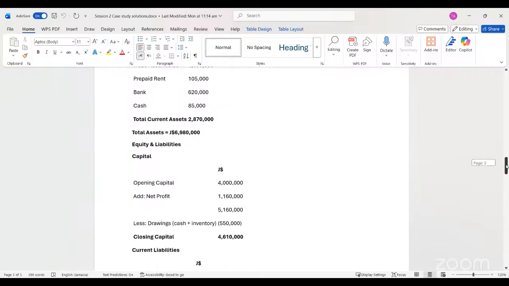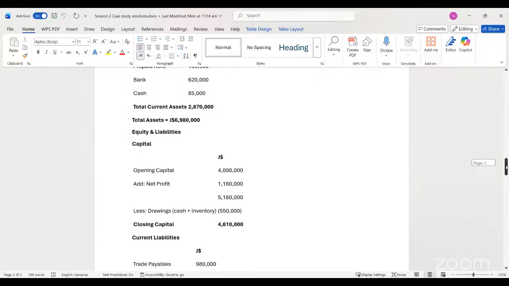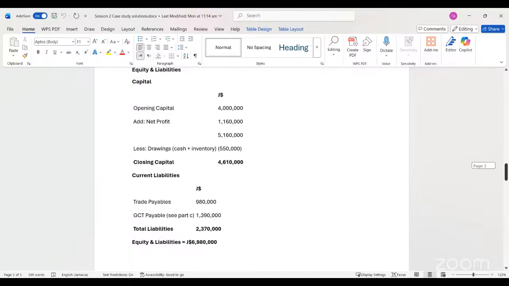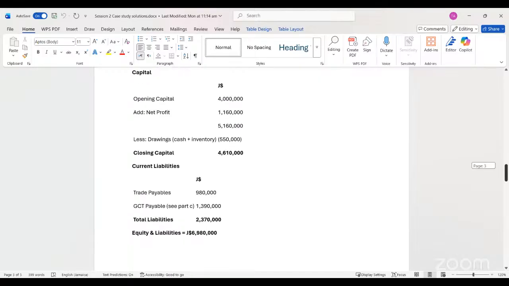It's only one line y'all shouldn't have yet, because we don't know the GCT. The trade payables 980. The only thing now is the GCT payable, right? That is the one that would be the balancing figure, but that's something you're going to work out. So now we know that it's supposed to be that figure.